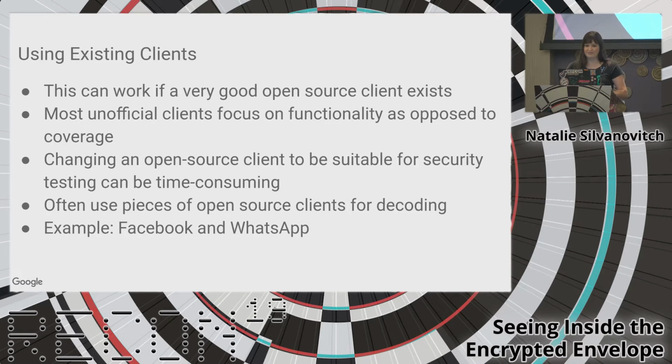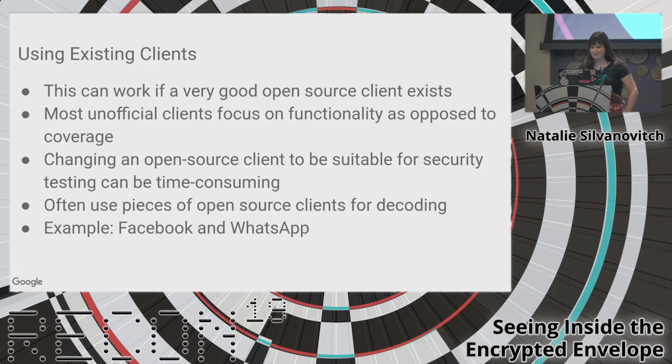So another possibility is using existing clients. For a lot of the more popular messengers, there are third-party solutions. What I found, though, is most of these focused on functionality as opposed to coverage. When you're trying to find vulnerabilities, you kind of want to be able to do everything that the messenger can do. Meanwhile, if you're trying to write a client that will just, say, send a WhatsApp message from someone's command line, you're writing the minimum amount of code that will do that.